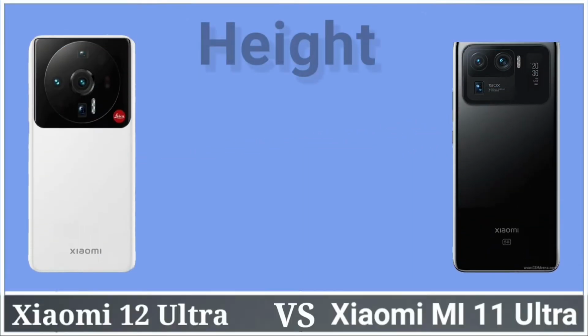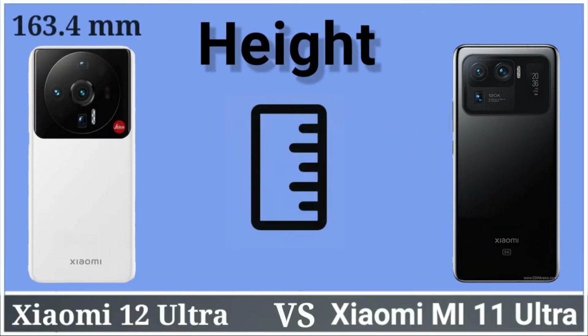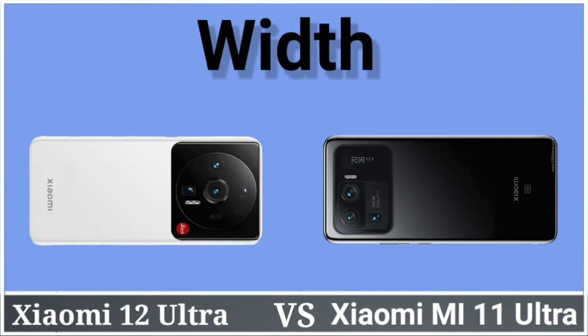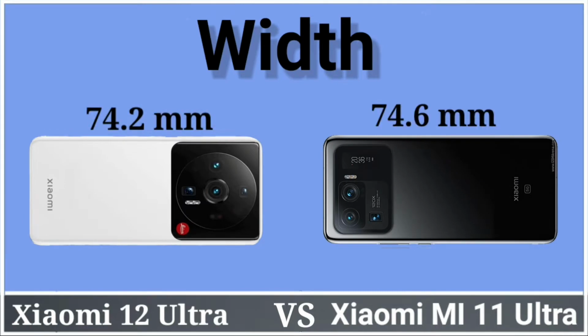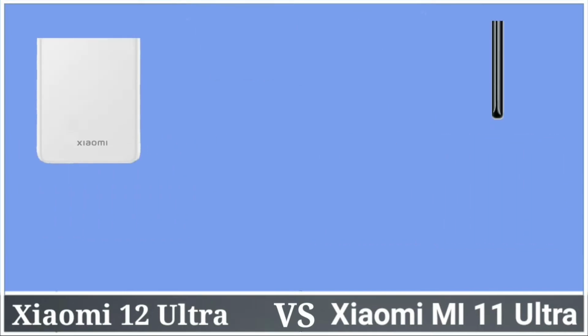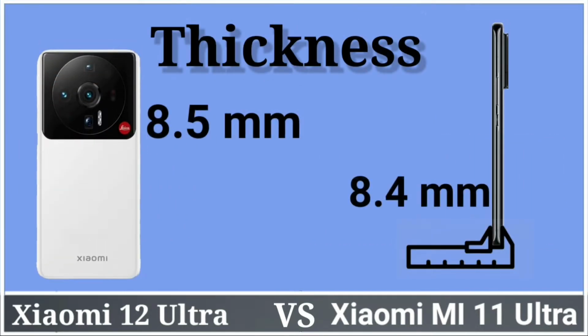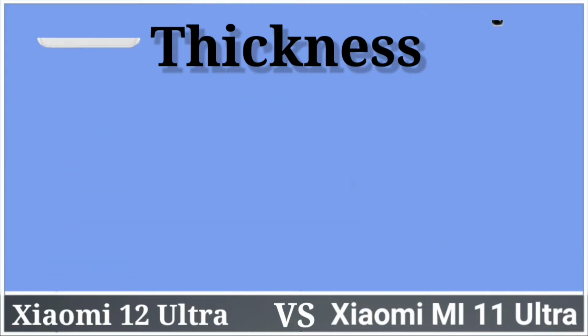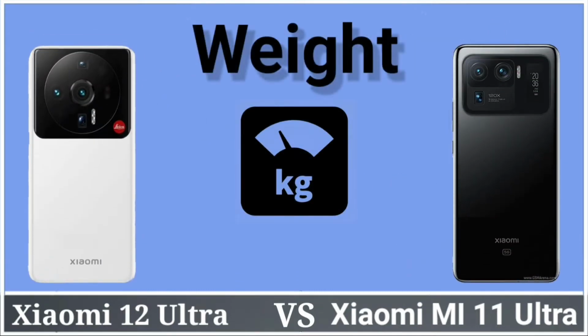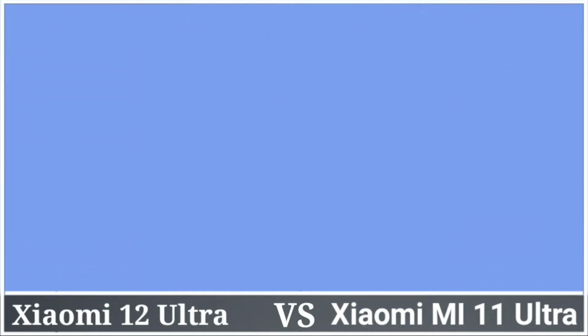I start with dimension. Height. 12 Ultra has 163.4 mm height and 11 Ultra has 164.3 mm height. Width. 12 Ultra has 74.2 mm width and 11 Ultra has 74.6 mm width. Thickness. 12 Ultra has 8.5 mm thickness and 11 Ultra has 8.4 mm thickness. Weight. Xiaomi 12 Ultra has 226 gram weight and 11 Ultra has 234 gram weight.